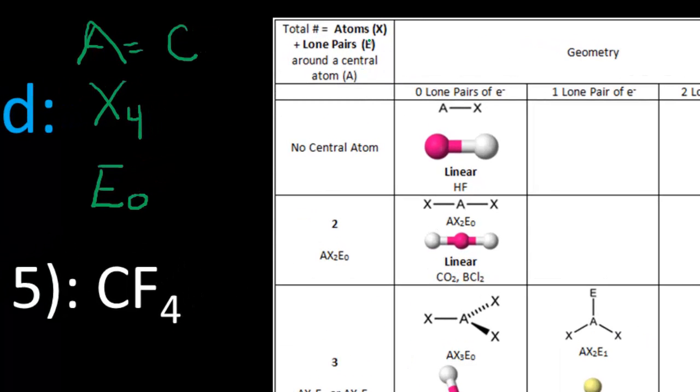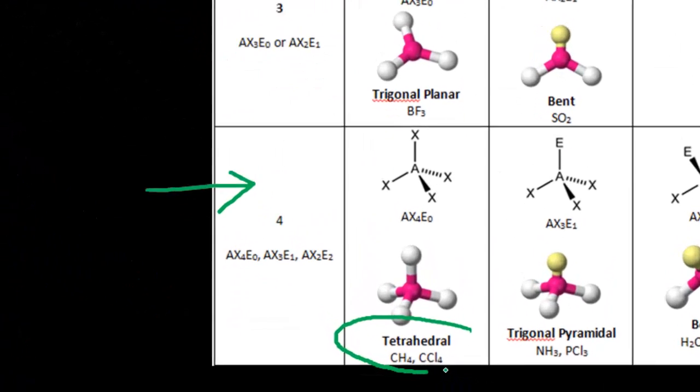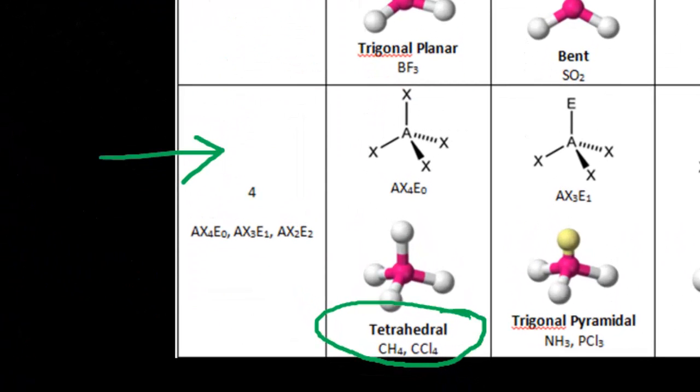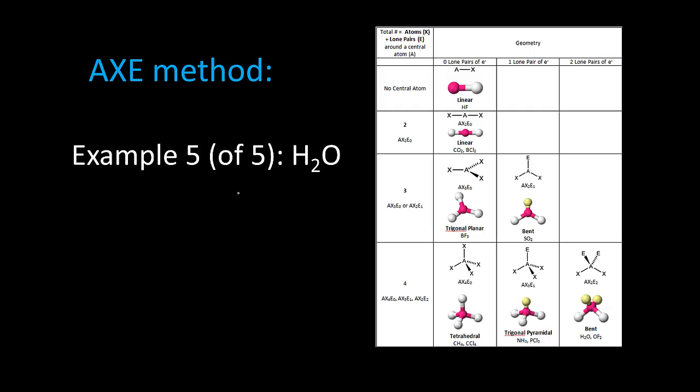Next step, we need to add these up. We need to add up our subscripts on our X's and our E's, which is 4 and 0. 4 plus 0 is 4. So we are going to look in this row. Now our AX4E0 is tetrahedral. Molecular shape for CF4 is tetrahedral. Next example.